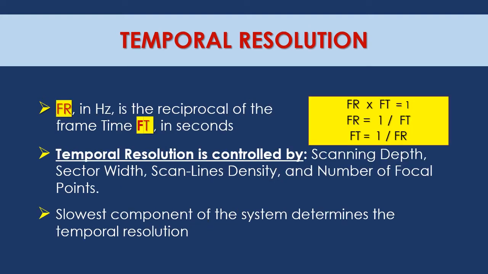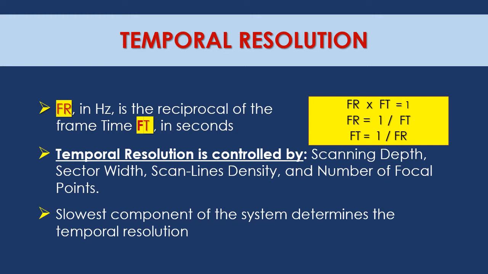To continue with the frame rate, we know it is in hertz. It is inversely related, in a reciprocal way, to the frame time, or the time of the frame. The unit of frame time is seconds. So if I multiply the frame rate by the frame time, I get 1. The frame rate equals 1 over the frame time, and the frame time equals 1 over the frame rate. So these are formulas like any reciprocal. These are the 3 formulas for the reciprocal of frame rate and frame time.